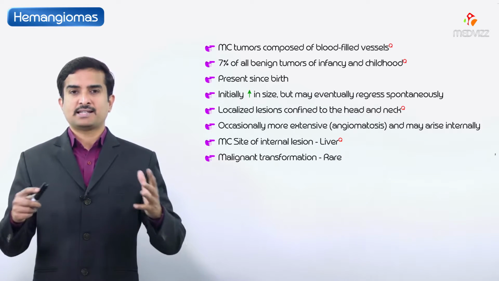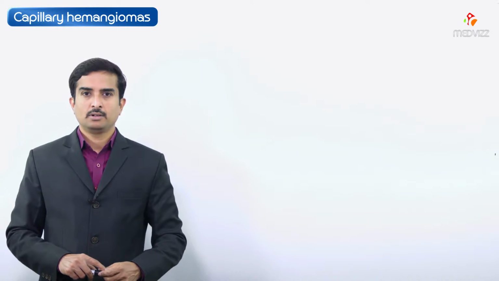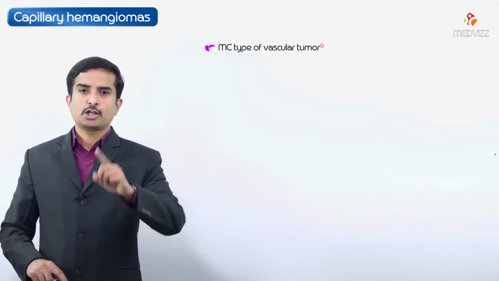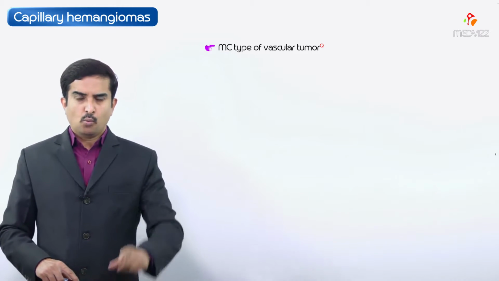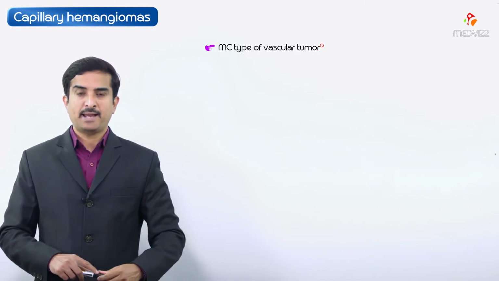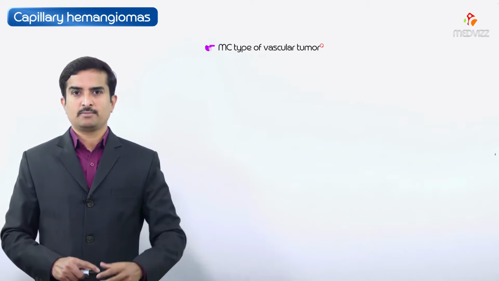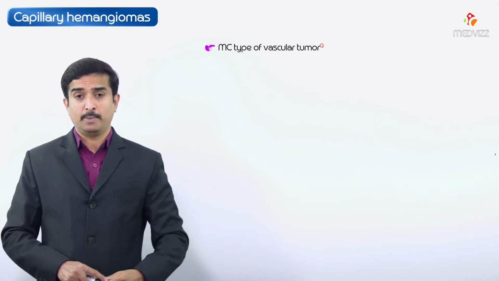And here let us discuss the different types of hemangiomas, and the first one will be the capillary hemangiomas. Out of all the different types of hemangiomas, remember that the capillary hemangiomas are the most common type of vascular tumors. This is the MCQ point you need to remember. What is the most common type of vascular tumor? It should be the capillary hemangioma. In the exam, that is what they will ask you. What is the most common location? What is the most common neoplasm? This is how the examiner's language will be.